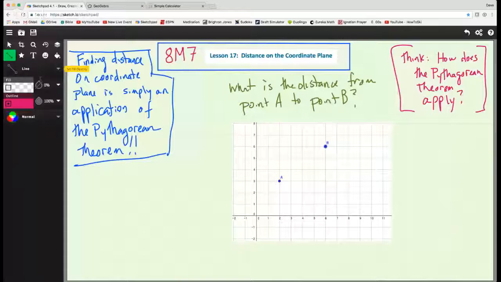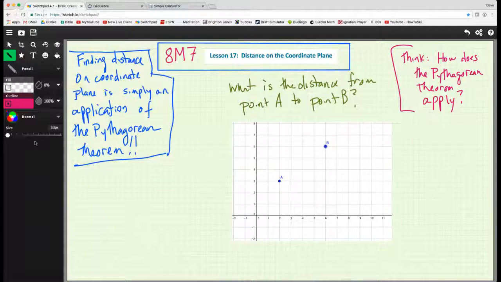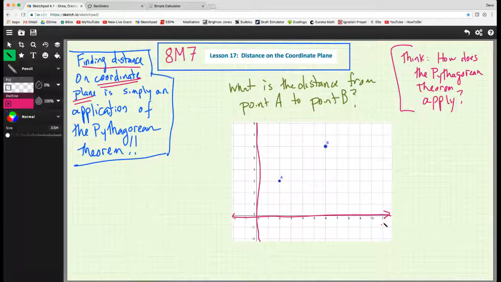Okay, let's head on over to our sketch pad. And on our sketch pad, again, we're going to find the distance. Whoops, we need a pencil, not our line tool. Finding the distance on the coordinate plane. And what is the coordinate plane? Remember, the coordinate plane is this thing where we have our x-axis and our y-axis. That's the coordinate plane. And we're going to use the Pythagorean theorem to find distance between points.